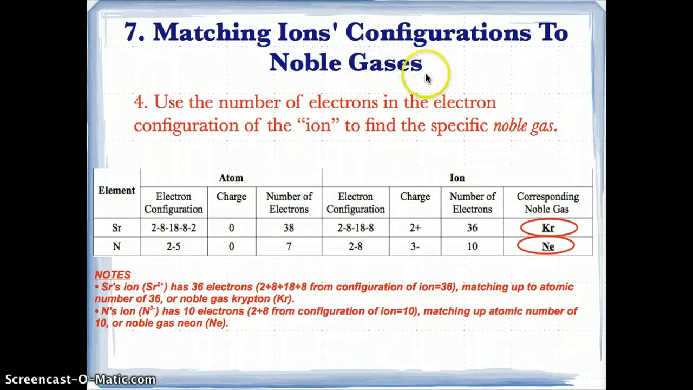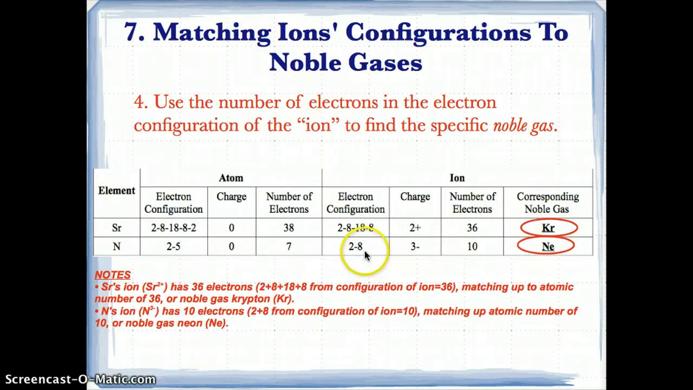Now, to get the related noble gas that matches up with the ion's electron configuration, we use the number of electrons in the ion's configuration to find the noble gas. So let's see what that means. For the Sr ion, we have the ion configuration 2-8-18-8. So we look at the periodic table for this configuration and find that Kr has the same electron configuration, so that's the corresponding noble gas.